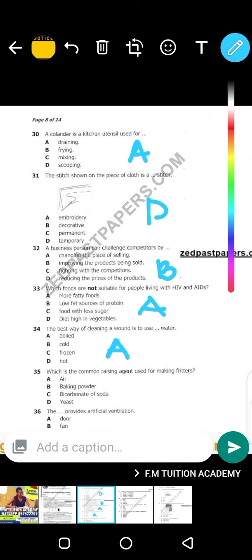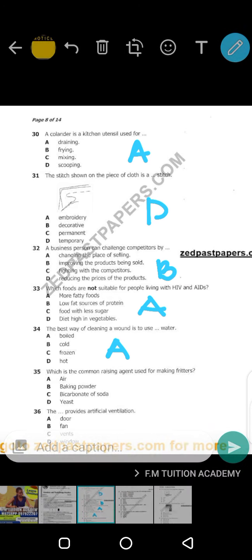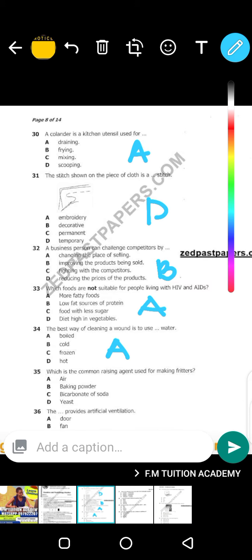Which is the common raising factor used for making fritters? When you're making fritters, what do you use? If you're in the kitchen with mom and dad, you're trying to make scones, you're trying to make fritters, what do you use? You always use baking powder. A, it says air. B, it says baking powder. C, bicarbonate of soda, yeast. Whenever you're trying to make fritters, you always use baking powder. B.